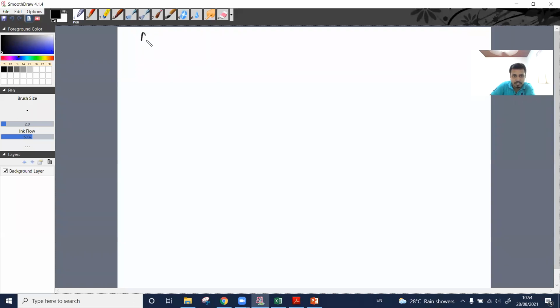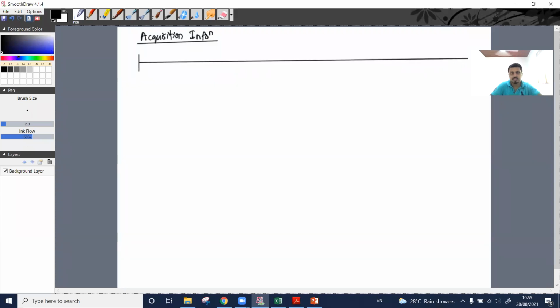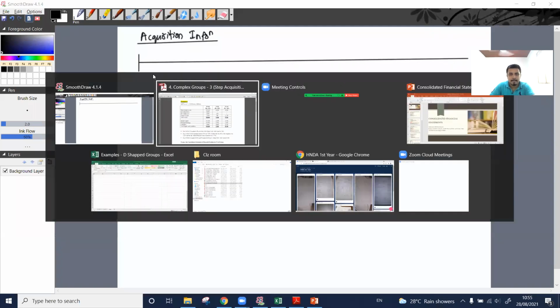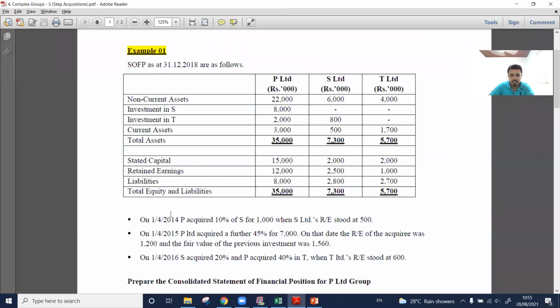We are going to map the acquisition information. What are the information they have provided?